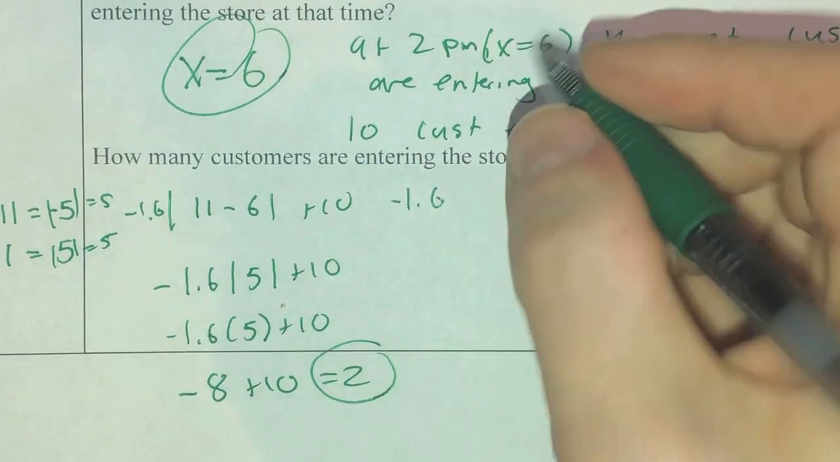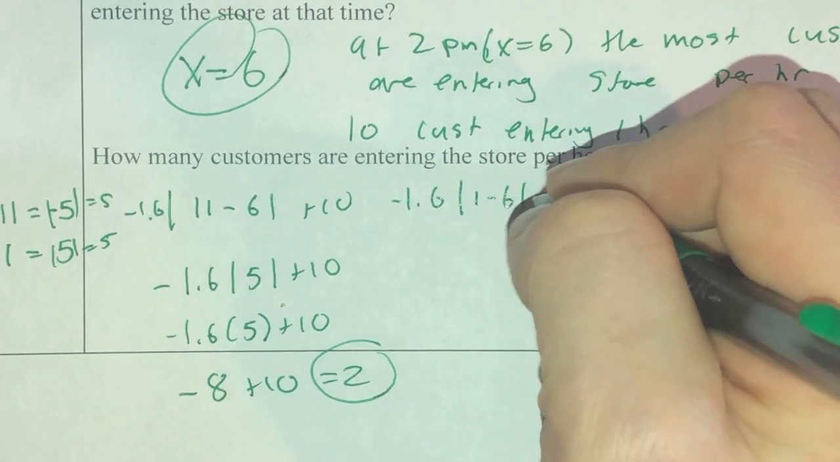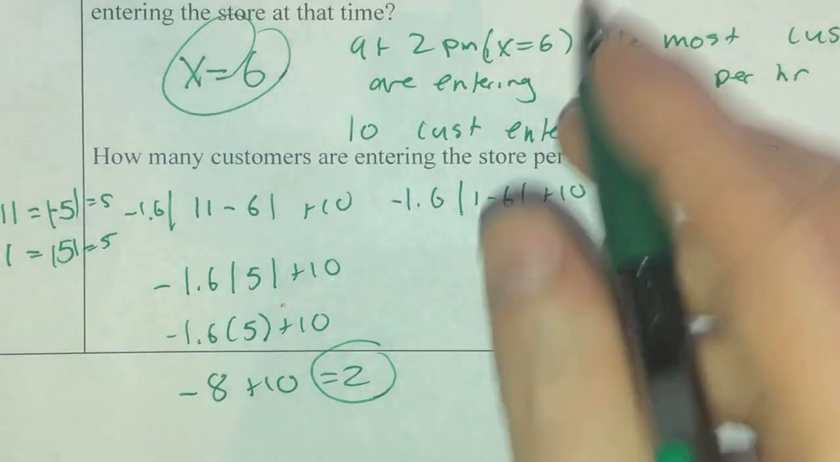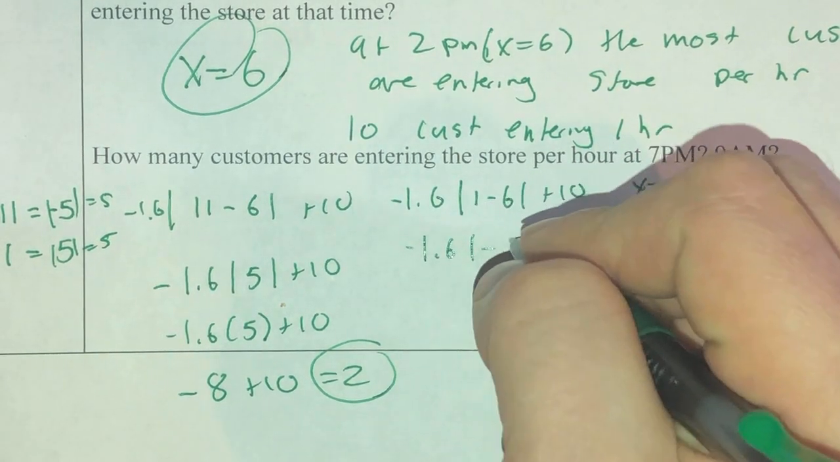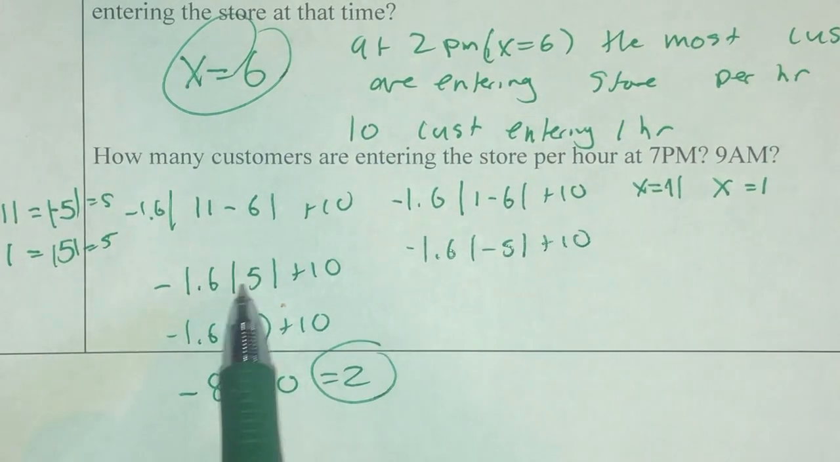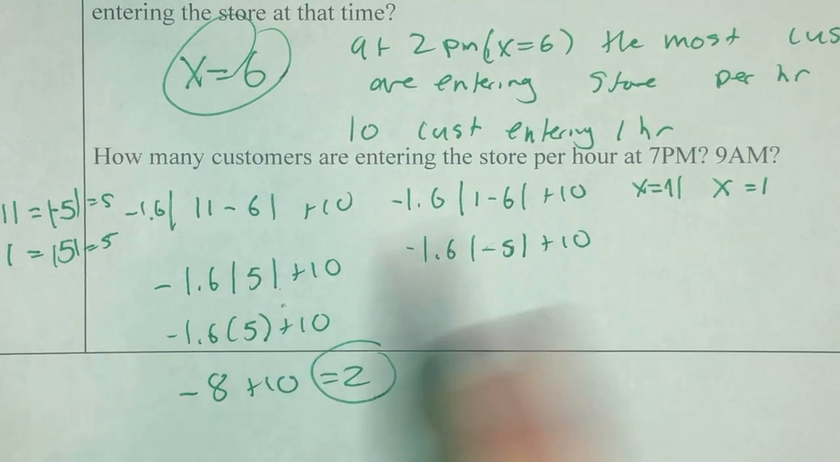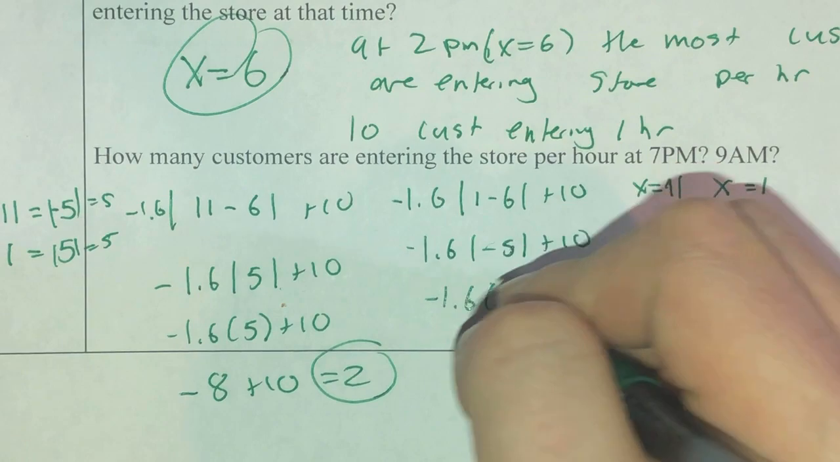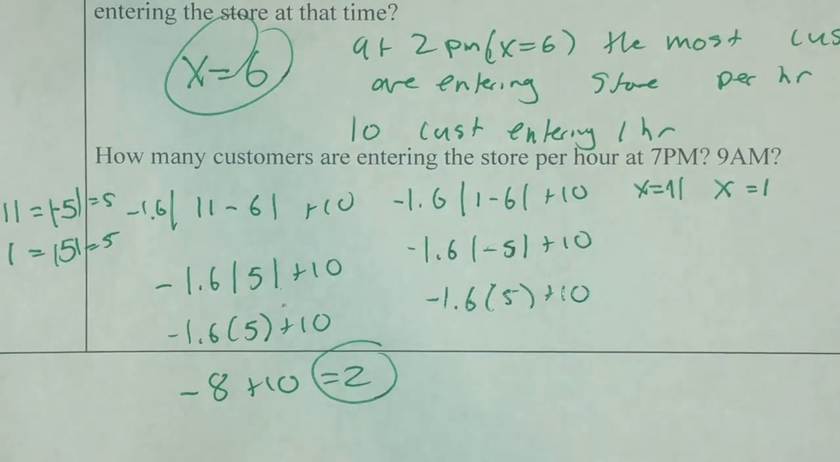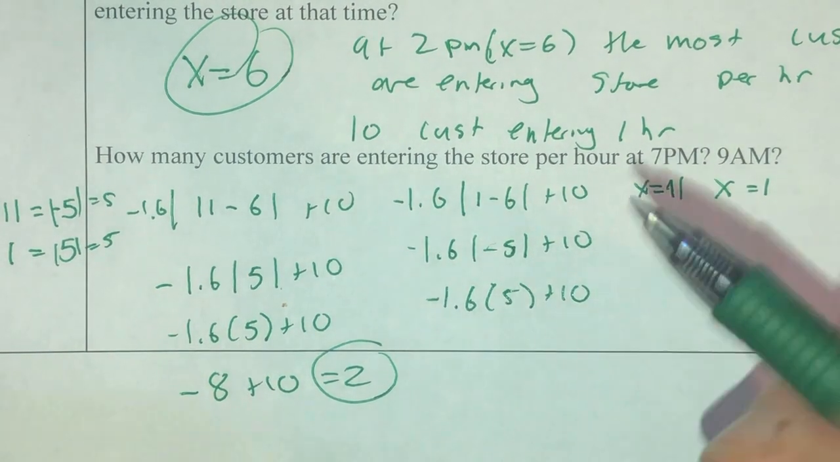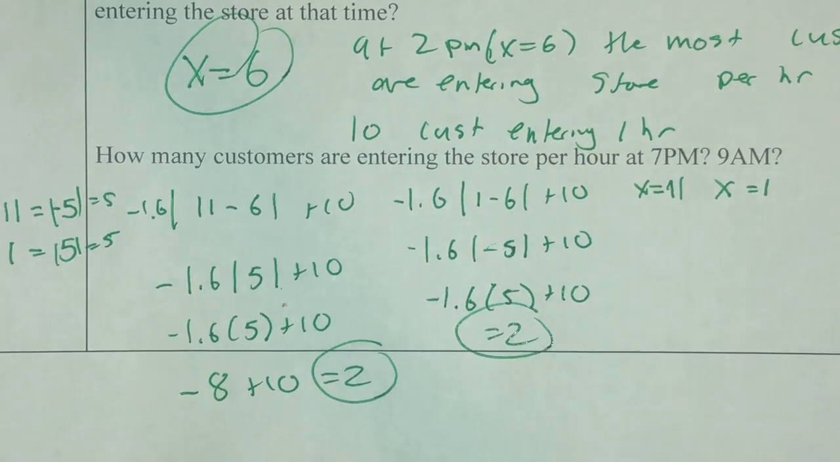So I got 1.6 times the absolute value of 1 minus 6 plus 10. Okay, that's negative 1.6 times negative 5 plus 10. But look, this absolute value is the same as this absolute value, right? They're both equal to 5. So if these are both 5, these expressions are both the same. We don't have to do any more work.